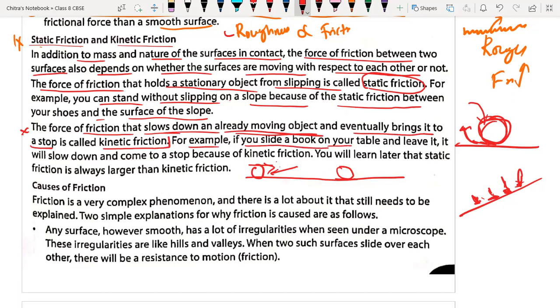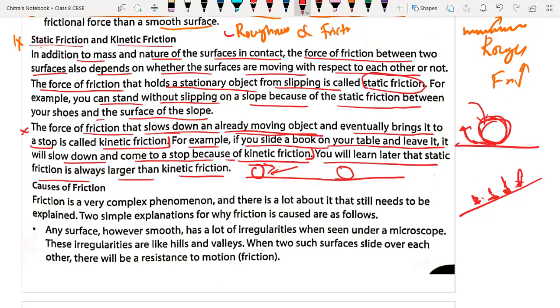slide a book on your table and leave it, it will slow down and come to a stop. It will move, and after traveling some distance it will stop. So it is due to the kinetic friction working between them. So kinetic friction slows down the speed of a moving object. You will learn later that static friction is always larger than kinetic friction.